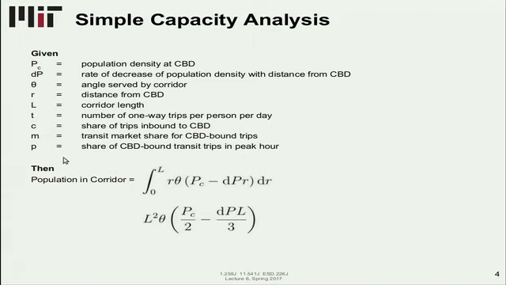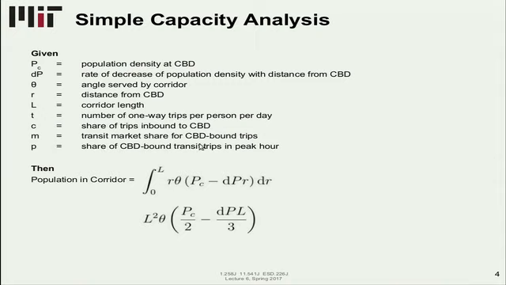We have T, C, M, and P, right? So T is the number of one-way trips per person per day. We're going to have to assume this. C is the share of trips that are inbound to the CBD as opposed to going outbound, right? So it's what percent of them go inbound. M is the transit market share for CBD-bound trips. So some people will take cars or other modes, and we want to have some assumption about what percent of people that are going into the CBD will take transit as opposed to other modes. So that's M.